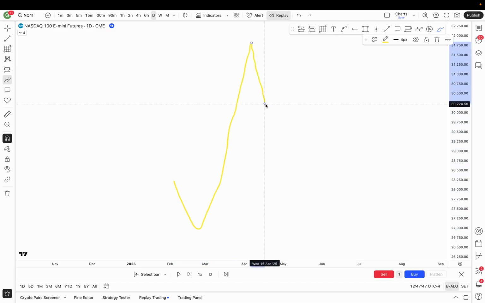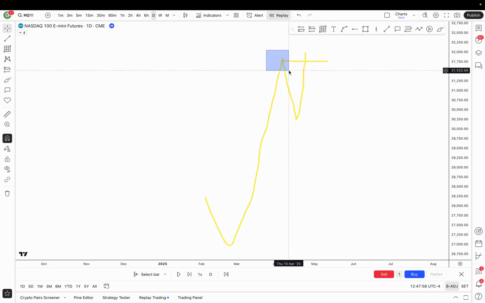How do we validate continuation? It's when it closes back through the opposing candles that it created when it went with that opposing run to the draw, right? Or, you know what I'm saying? So that's what I mean by that.